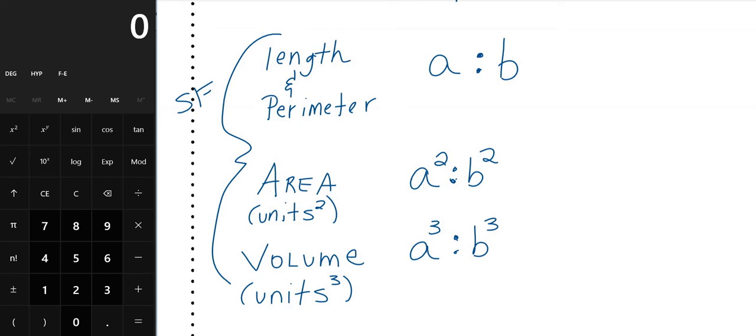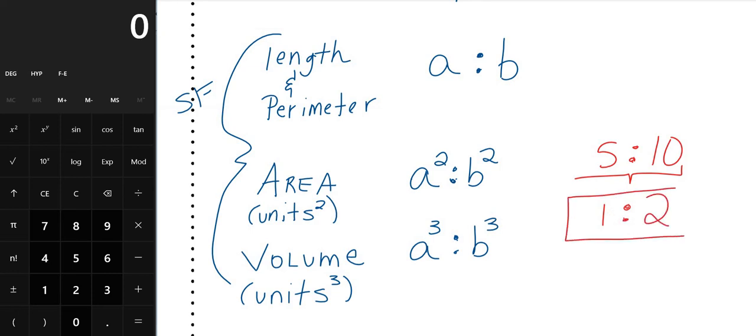So for example, if you had a scale factor of 5 to 10, I would tell you that's wrong. That's not in simplest form. You can divide 5 and 10 by 5 to simplify it to 1 to 2. So this would be a scale factor. 5 to 10 would not be. It would be a comparison of quantities, but it would not be your scale factor. So make sure you have scale factor in simplest form.